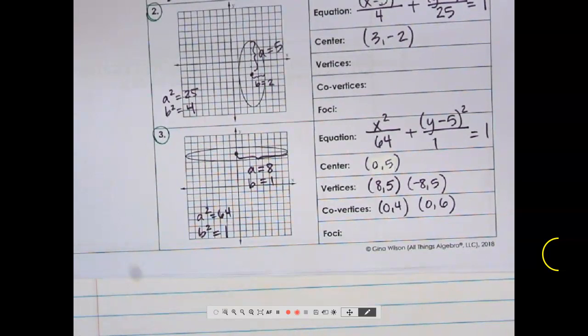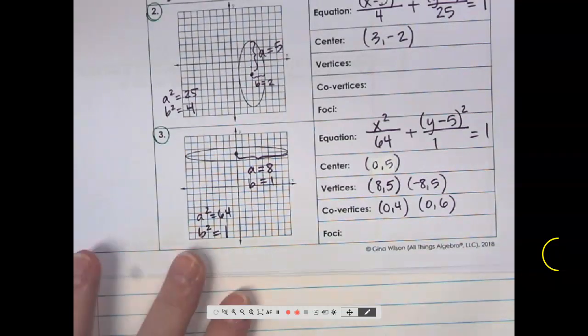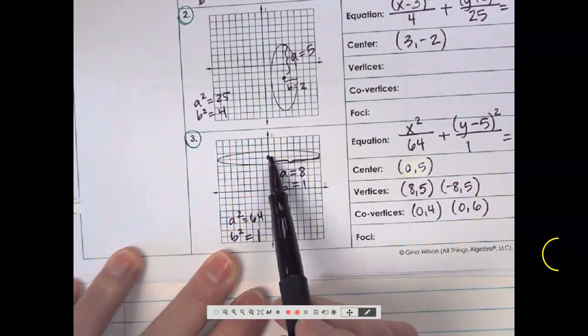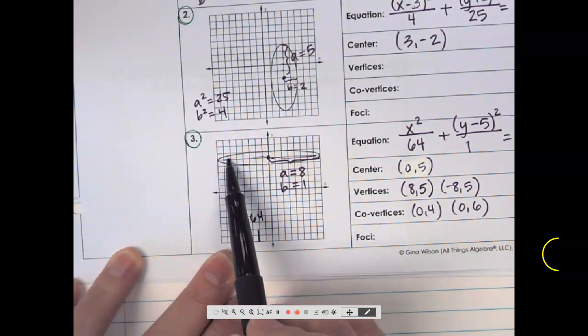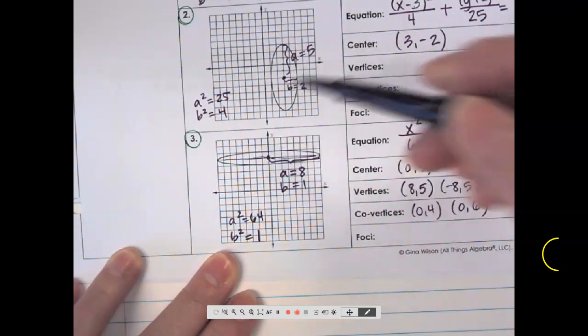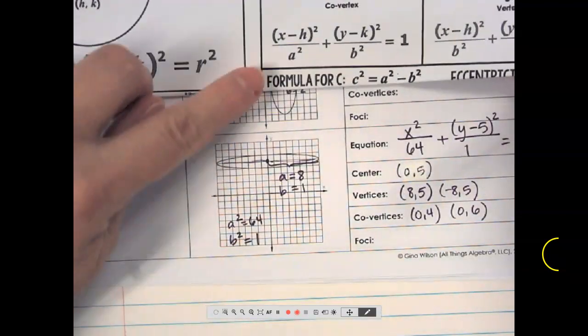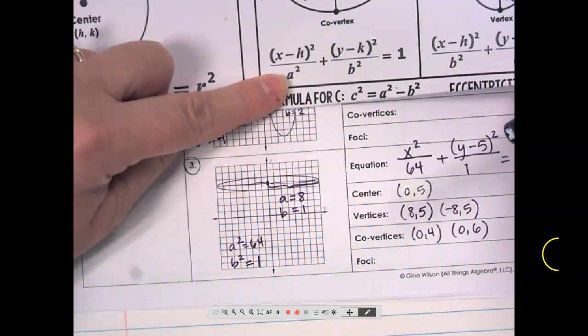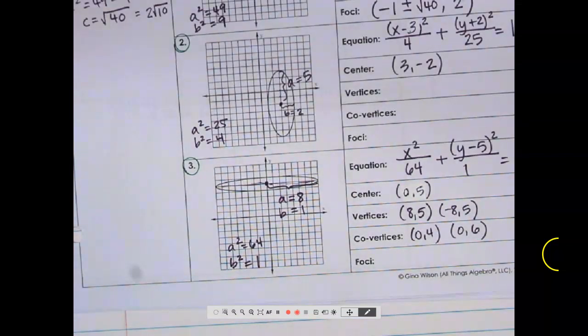Okay, any other questions? I have 64 over x squared? No, x squared over 1. I have x minus 0 squared over 1. Okay, so go back to this. So your A is the longer distance across the ellipse. So A should be 8 and B will be 1. And when it's horizontal, A squared goes under the x term. Okay, any other questions?